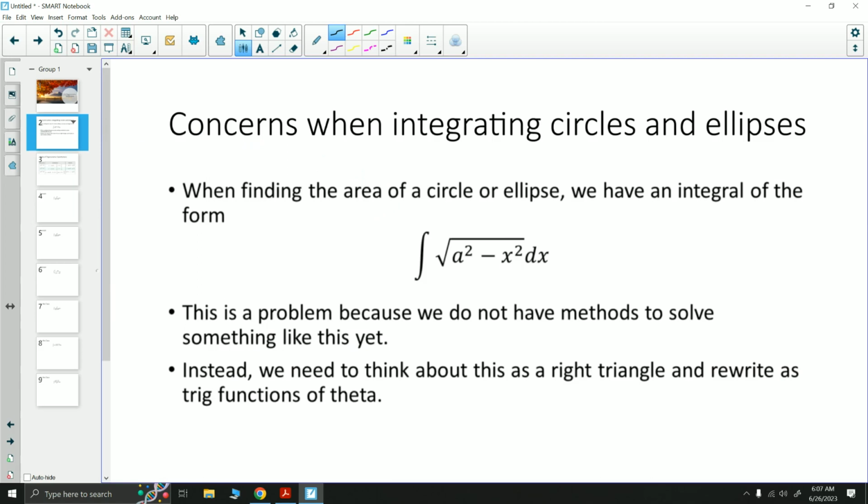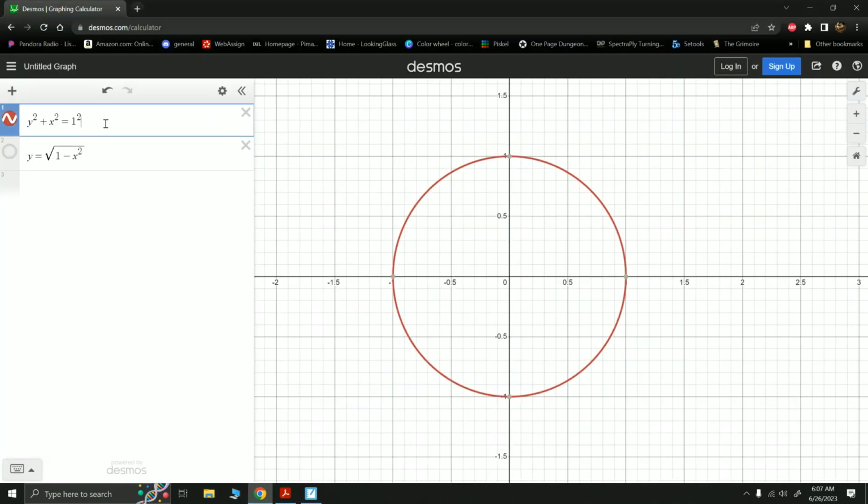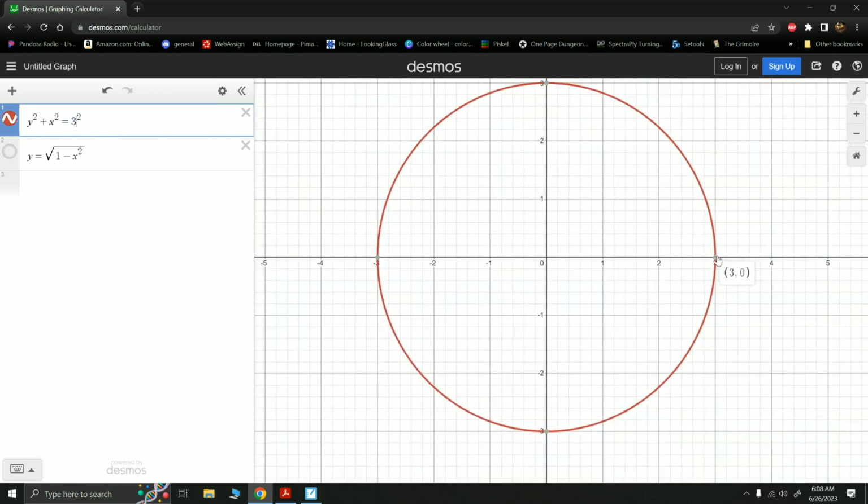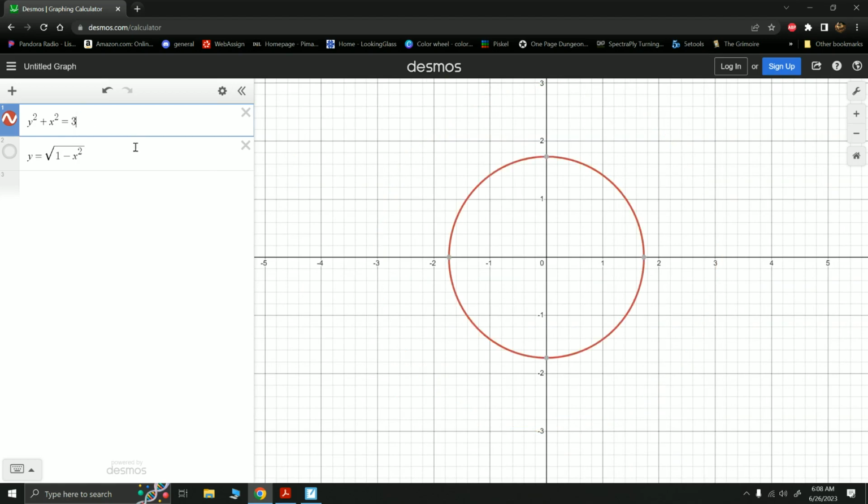All right, so let's first talk about the issue. Basically, when finding the area of a circle or ellipse, we have an integral of some basic form here: the integral of the square root of a squared minus x squared. Now, this comes from the circle formula, y squared plus x squared equals 1 squared, in this case the unit circle. The constant determines the radius. So this constant's square root is the radius. In this case, 1 squared's square root is 1. If we change this to 3 squared, i.e. 9, then the radius would be 3. If we change this to 3, the radius would be the square root of 3.